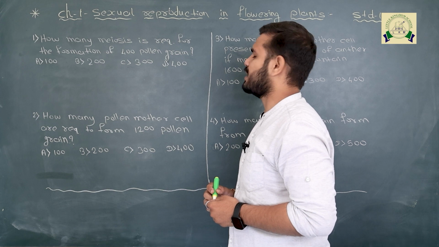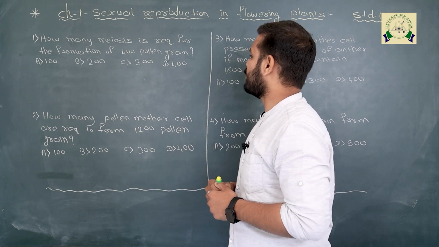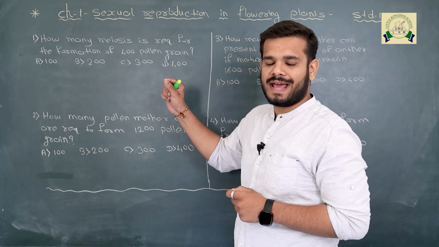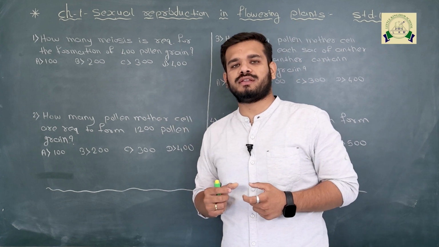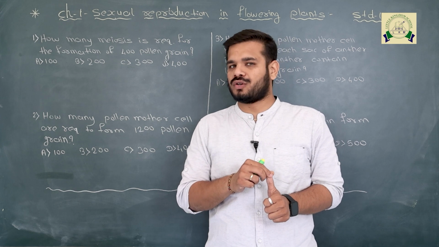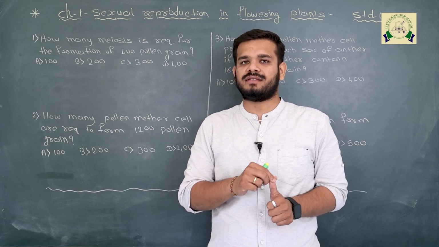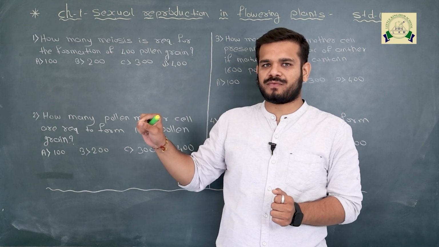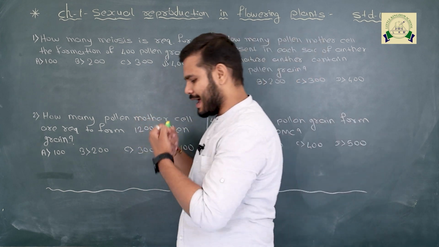The first MCQ: How many meiosis is required for the formation of 400 pollen grain? This MCQ is based on the topic of microsporogenesis and the pollen grain. So let's first revise this topic and then we'll move towards the MCQ.